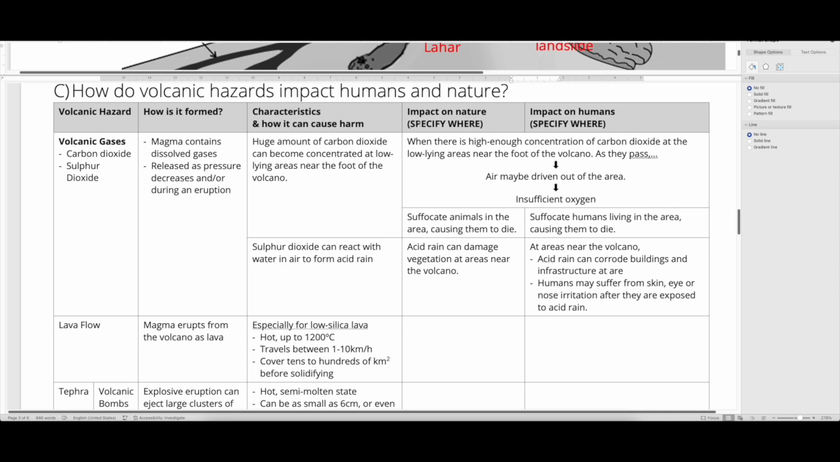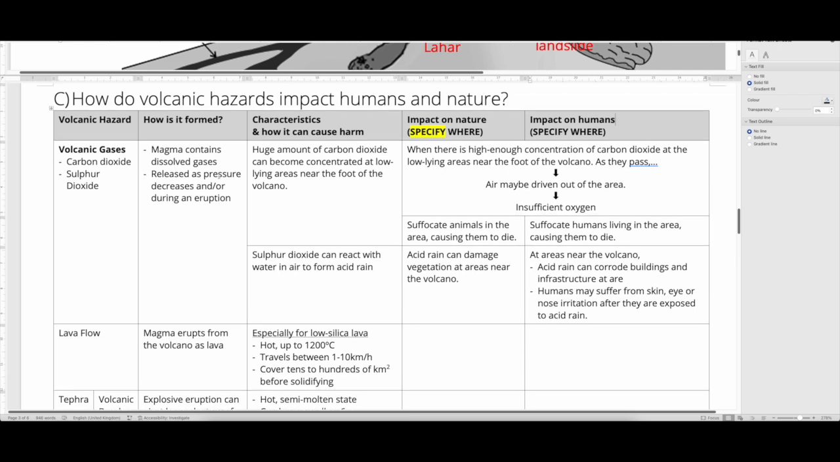Okay, now please be specific where it happens, be clear of the scale. Is it around the volcano? Is it further away from the volcano? Is it a global thing? You must be very clear of the scale because as geographers you must be very clear. And of course you must also think in terms of time scale. Is it a short-term or long-term thing?